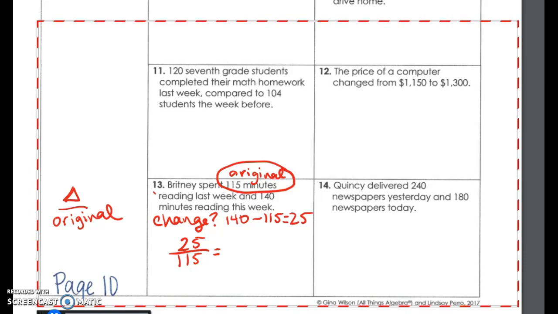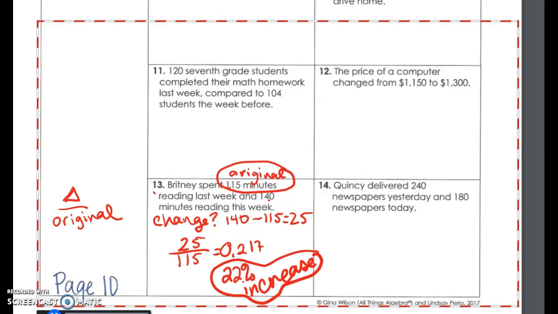Just like I previously said, you could set up a proportion or you can simply divide. So if you take 25 divided by 115, the calculator is my friend. I get 0.217. The 7 will tell me if I need to round up or down, so I'm going to round it to 22%. And let's see if it went up or down. Last week it was 115, this week it's 140. So that's definitely an increase. So a 22% increase. I hope this helped get you ready for your homework. Have a great day.